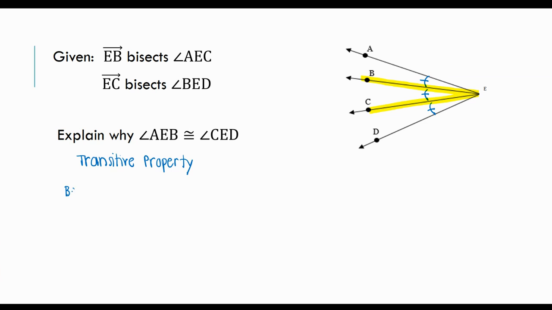So I'm going to explain this transitive property. Both angles, meaning angle AEB and CED, were congruent to angle BEC. So once again, that was our common link. And the moment I have that common link, that's why we get to use that transitive property.